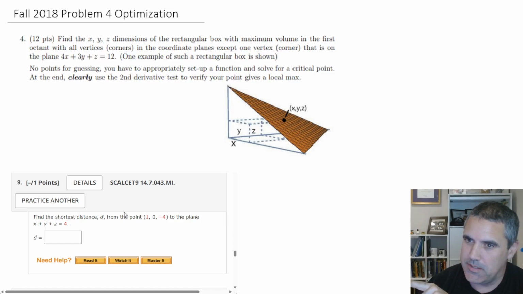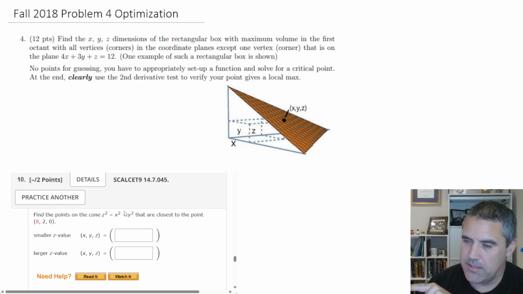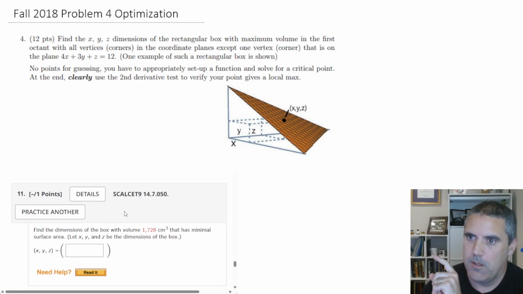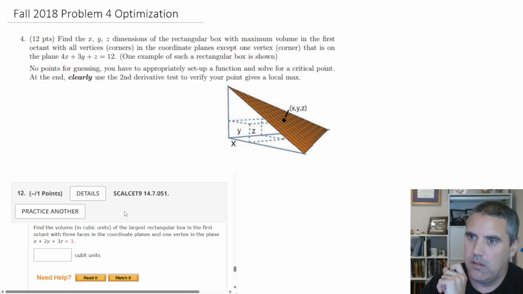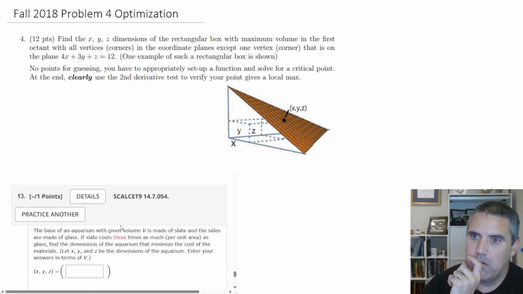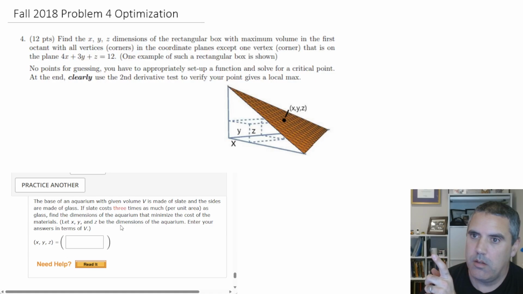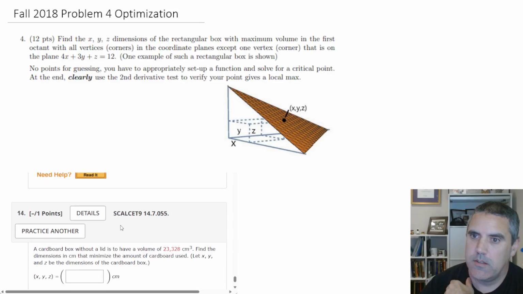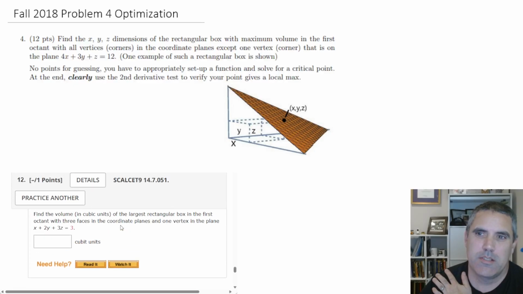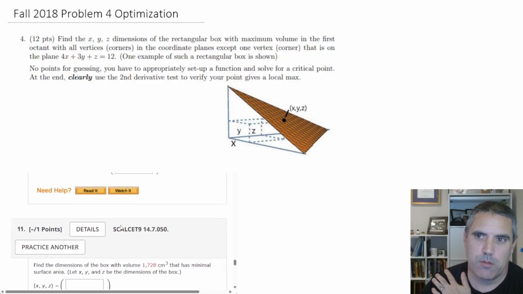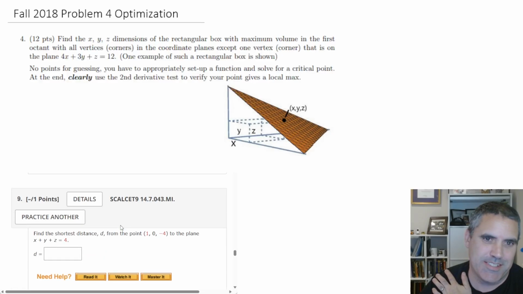So you saw shortest distance. So that's something I could ask. You saw minimum surface area. You saw question 12, which is the same as the one you're asking me about here. And so that was maximum volume. And then we have minimum cost, minimum surface area. So minimum surface area, minimum cost, maximum volume, minimum surface area, minimum distance. I'm going to only ask you one of those things, so know those well.